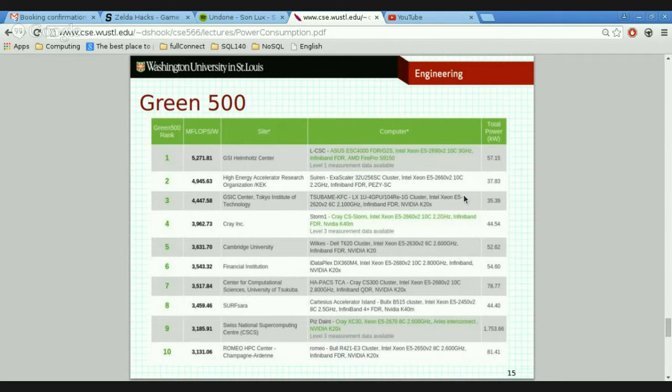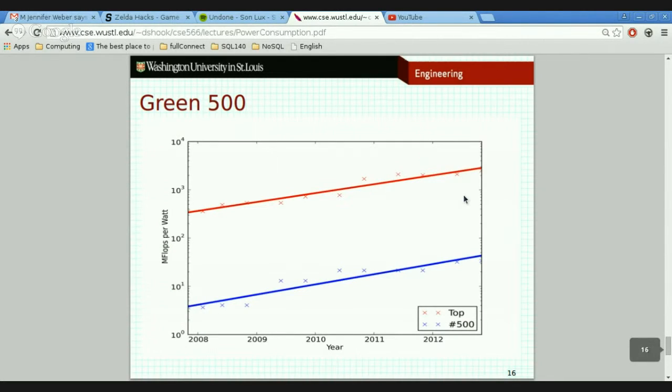And so it's also interesting to take a look at how these ratings change over time, right? You can see on this particular plot, the Green 500 only goes back to, I think, 2008 or 2007. And you can see the megaflops per watt. Notice this is a log scale here on the y-axis, to put this in a little bit of context. But you can see that for the best computers, this value is going up. So the efficiency is going up.